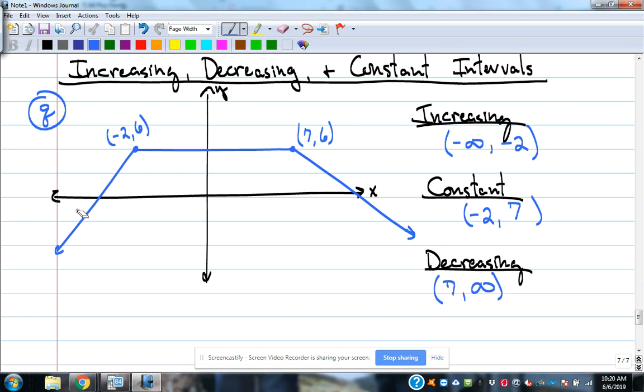As I read it left to right, the line is going up. It's moving up and to the right. Okay. Does that make sense? Yes, sir. All right, good.